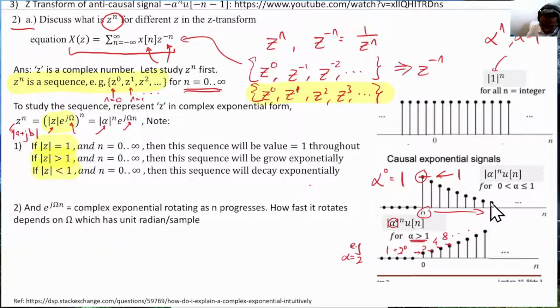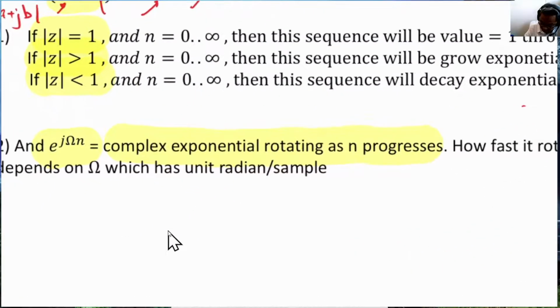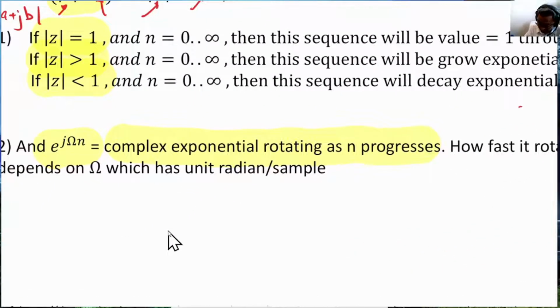Now, for the second part of the equation, which is e to the j omega n, what is e to the j omega n? Briefly, it is a complex exponential that is going to rotate as n increases. And how fast it rotates depends on the omega, which is in radians per sample. So in the next few slides, I'm going to draw this. So this is the real part of z.